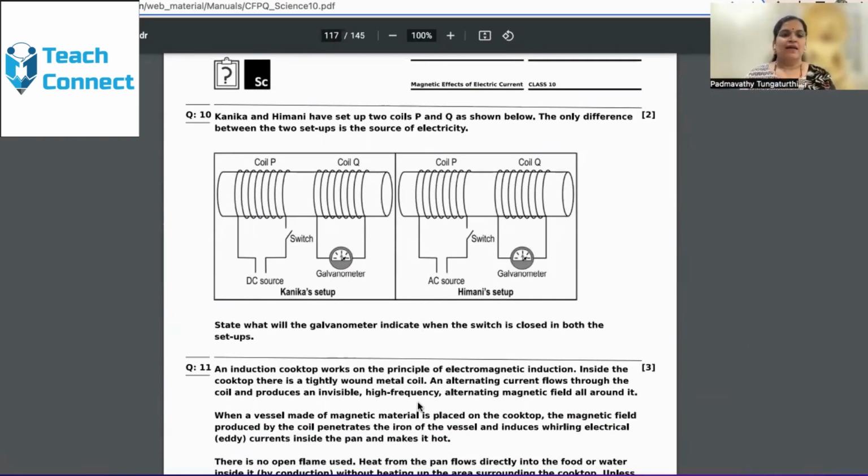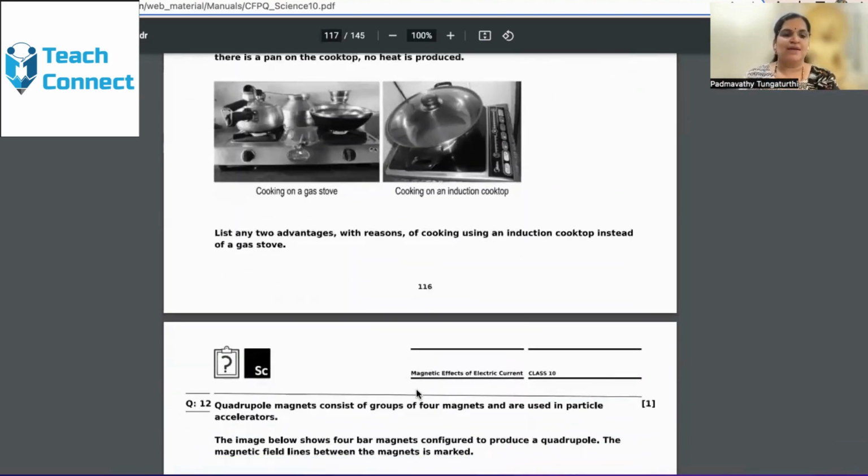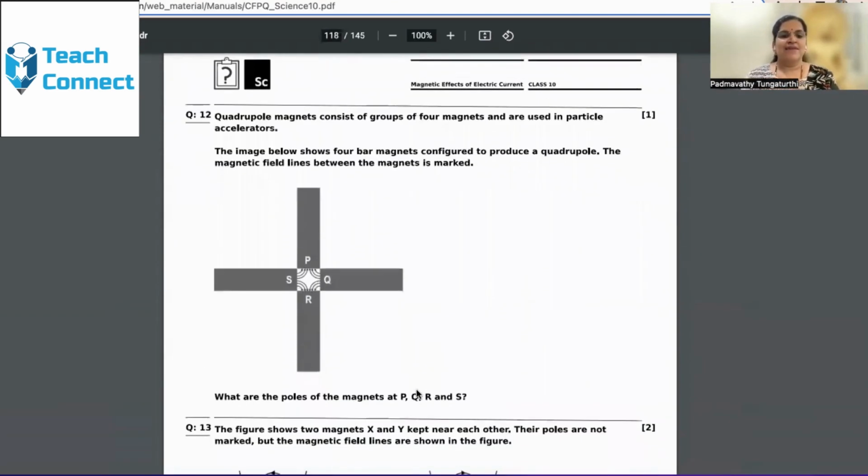Question number 10. Kanika and Himani have set up two coils P and Q. They are shown below. The only difference between the two setups is the source of electricity. One is an AC source and another one is a DC source. This goes into the topic of how AC and DC are different. Then it's the induction stove, the real life applications over here, advantages and disadvantages.